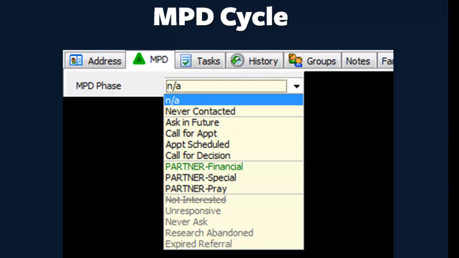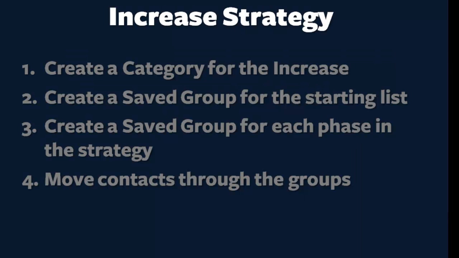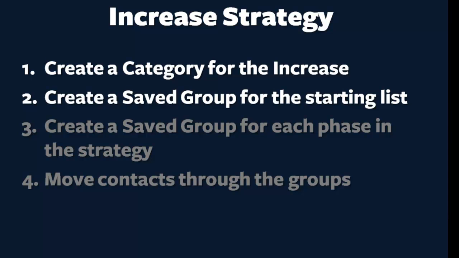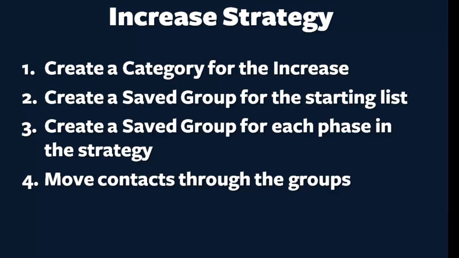So I work around this by using saved groups to replicate the MPD phases or the MPD cycle, and I just move the contacts through these saved groups just like I would with new contacts and the MPD phases. So here's the steps and how I do it. First, I create a category for the increase strategy. Then I create a saved group for the starting list to give me a reference point of how many contacts I'm specifically doing. I create a saved group for each phase in the strategy, and then I move the contacts through the saved groups one at a time.